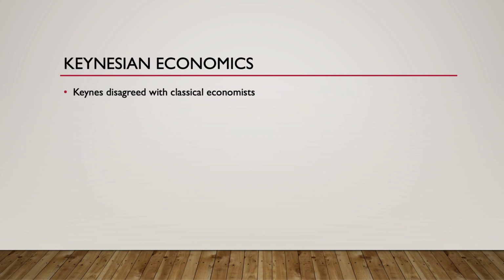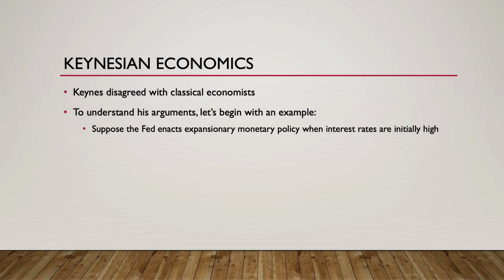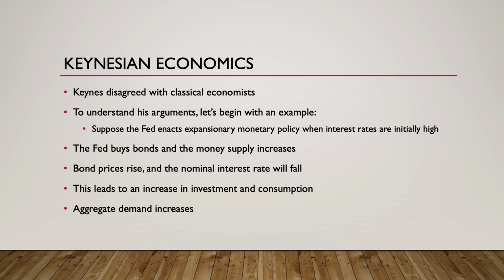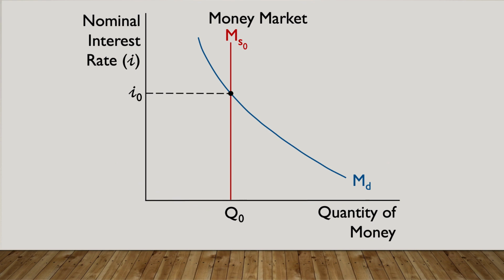Keynes disagreed. To understand his arguments, let's begin with an example. Suppose that the Fed enacts expansionary monetary policy when interest rates are initially high. The Fed buys bonds and the money supply increases. According to the macroeconomic theory we've learned so far, bond prices will rise and the nominal interest rate will fall. A lower interest rate leads to an increase in investment and consumption that increases aggregate demand, which increases income, output, and employment.